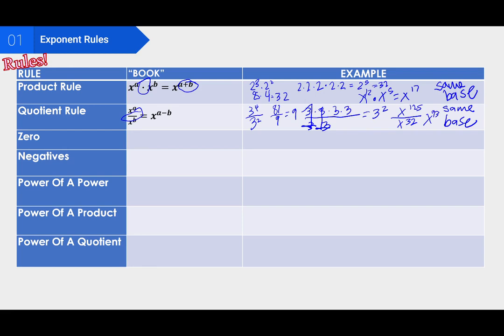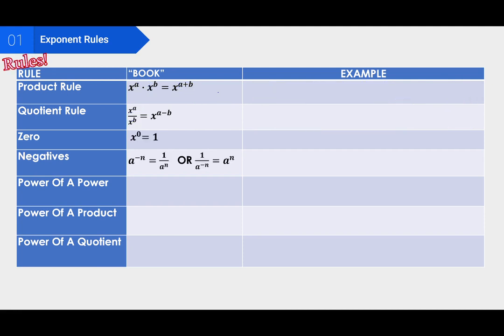Now, one thing to be careful of, we'll talk about this with the negatives as well. It is okay if we have a smaller exponent on the top. We get x to the -5th. That is okay. All right, let's move on to 0 and negatives. Here's our next two rules.